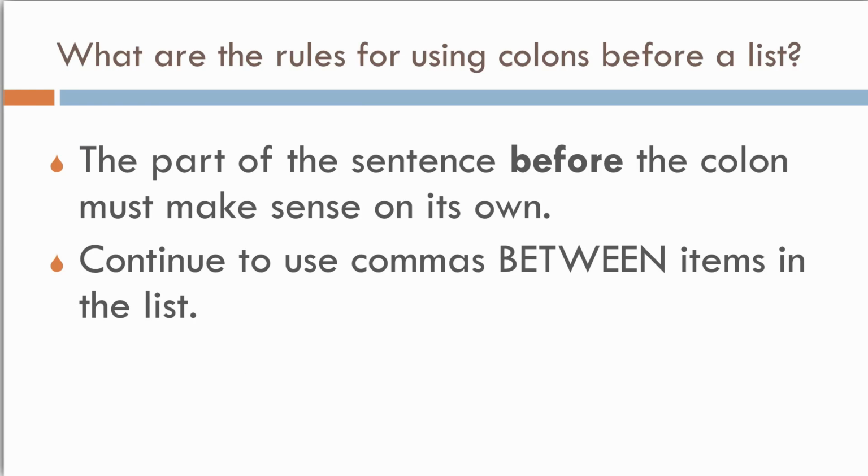The rules for using a colon before a list. So the most important rule is that the part of the sentence before the colon must make sense on its own. So what is before the colon has to be able to stand alone. And this is kind of confusing. I will show you an example in a moment. Then you also just continue to use commas between items in the list. So the colon goes before the list. You still use commas between items just like you normally would.